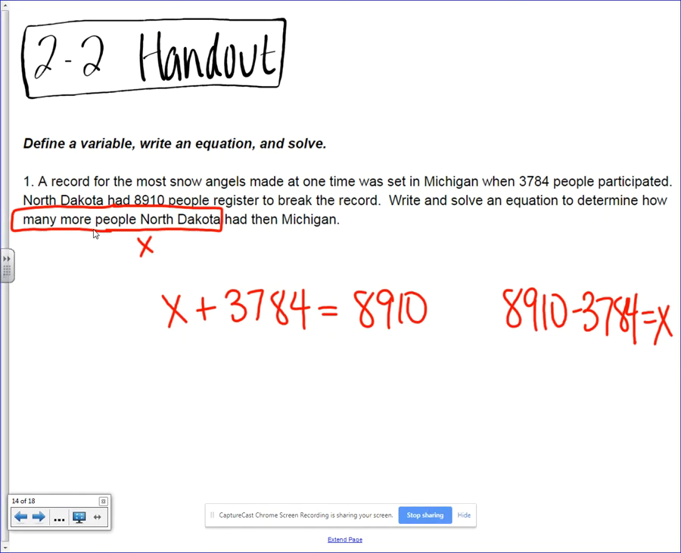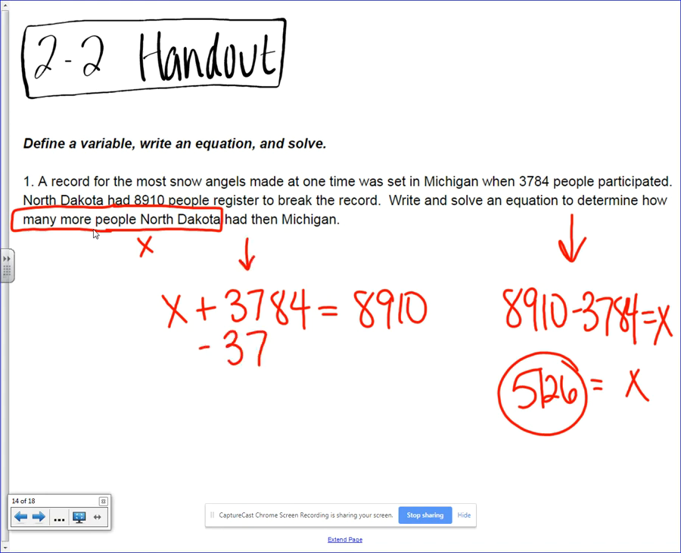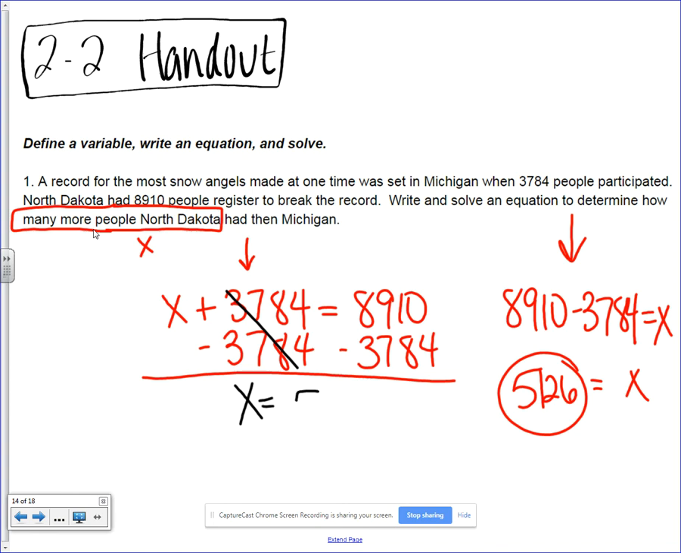Now, if you look at this equation over here, X is already isolated. All you have to do is subtract, and you get an answer of 5,126. On this equation, if you're going to isolate the variable, you need to subtract, and you'll notice you're doing the same exact thing that we did over there, and you will get the same exact answer, okay, no matter how you write that equation.